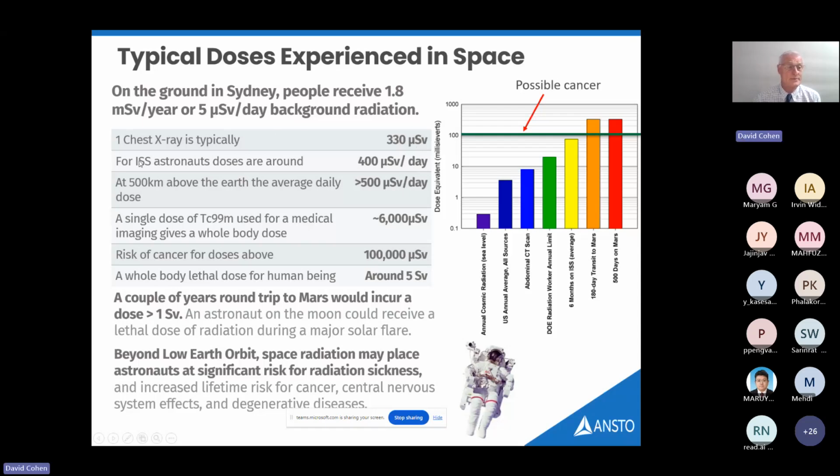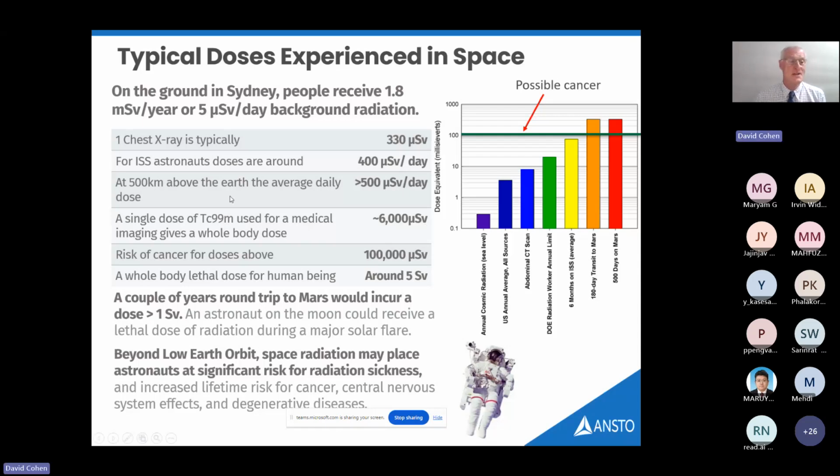If you're an astronaut on the International Space Station, you'll get 400 microsieverts per day. Down here on Earth, we get 5 to 10 microsieverts, depending where you live. They're getting 400 microsieverts a day. And if you go out past the orbit here, where they are, around about 400 kilometers out to 500 or 600 kilometers, you'll get greater than 500 microsieverts a day. If you go and have some sort of bone scan with technetium-99, you'll get 6,000 microsieverts in one dose, and that'll last for 3 or 4 days.